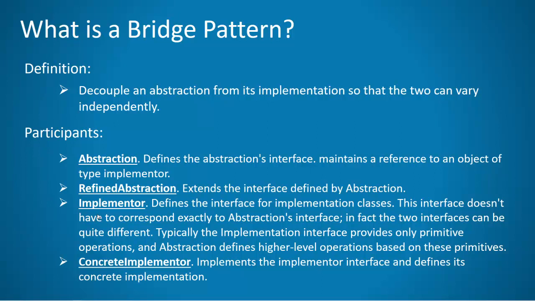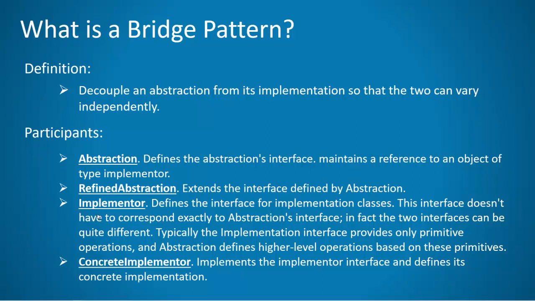The abstraction defines the abstraction interface. It maintains a reference to an object of the type implementer, while the refined abstraction extends the interface defined by the abstraction.